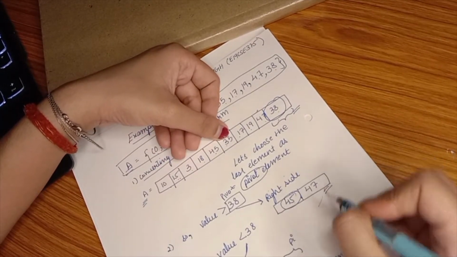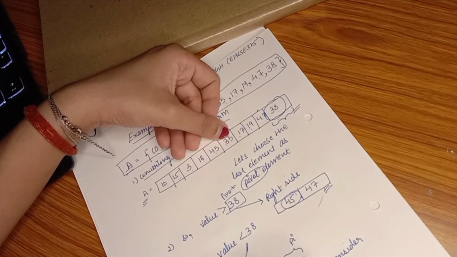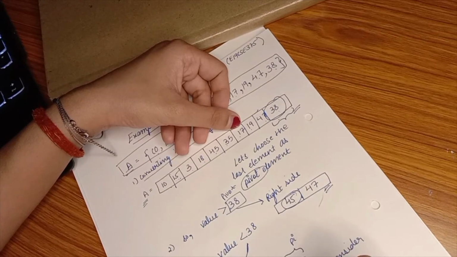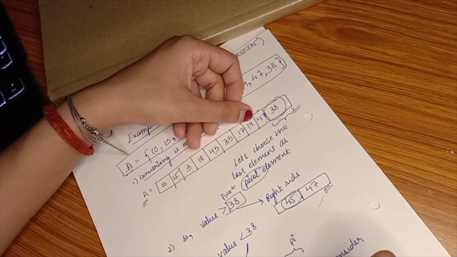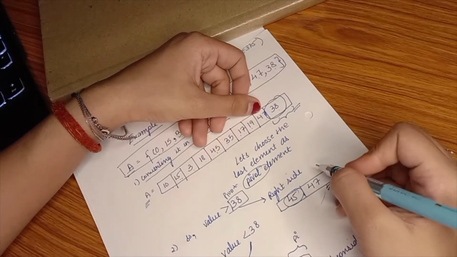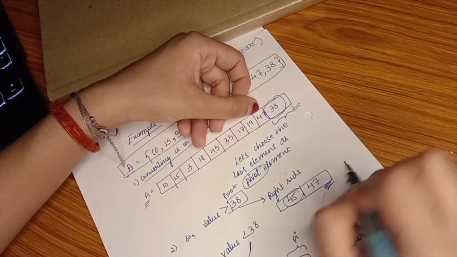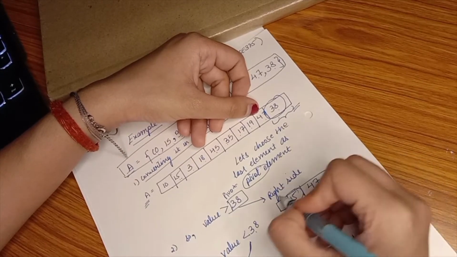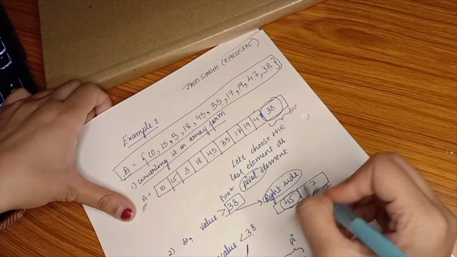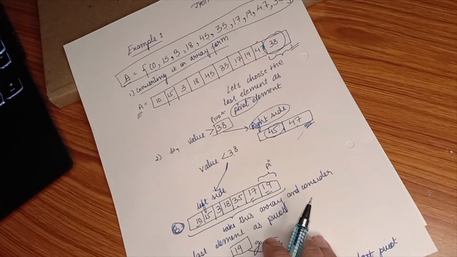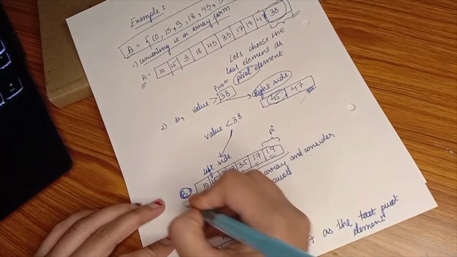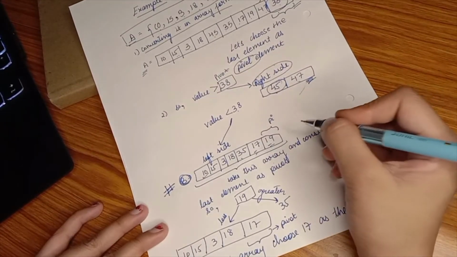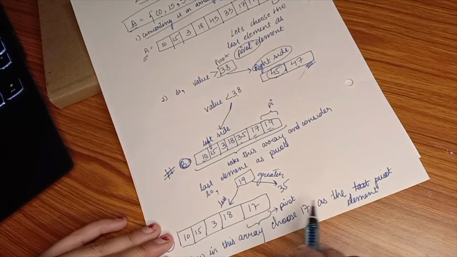35 is less than 38, so we'll keep it to the left side. 17 is less than 38, so we'll keep it to the left side. 19 is less than 38, so we'll keep it to the left side. 47 is greater than 38, so we'll keep it to the right side. As we have seen, 45 and 47 are greater than 38, so we keep them on the right side, as this depends on the pivot element. Now we'll take this selected sub-array, choose a pivot element, and then further divide and conquer.